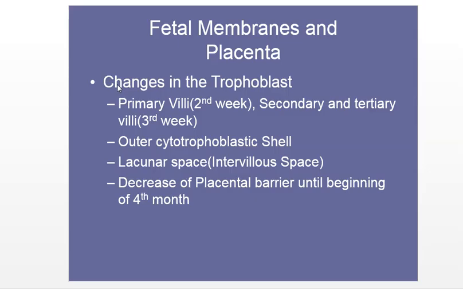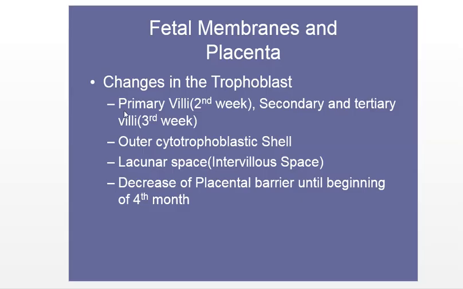The placenta consists of two major portions: the maternal part of the placenta that is derived from the decidua, and I will talk about what is the meaning of the decidua. And the second part is the fetal part of the placenta that's derived from the chorion.